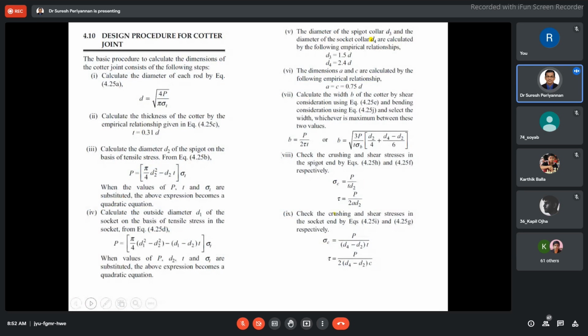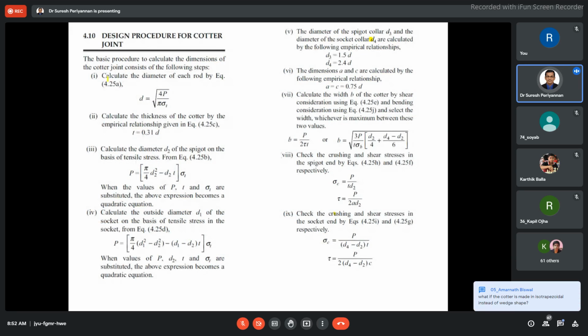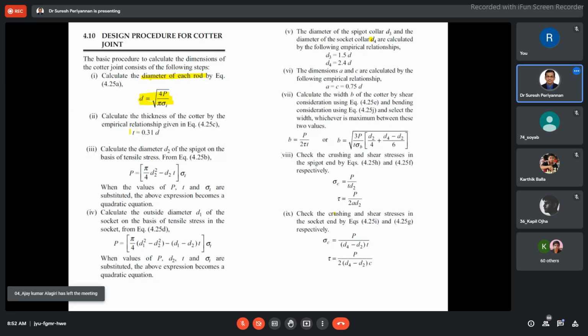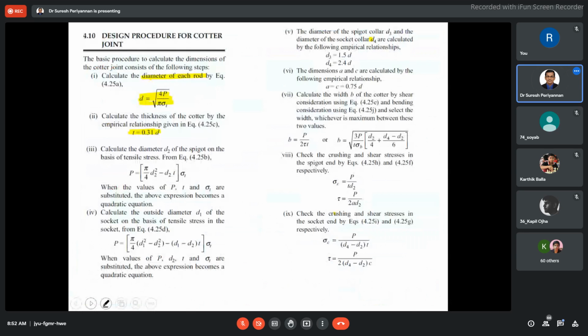This is very simple. What we earlier discussed, some confusion on how to evaluate and how to design the cotter joint. First, this is the step we should follow. See here, just 2 minutes, then we go for the problem. Calculate the diameter of the rod using this tensile stress relation. This is the standard. We have to take it from the design table. Now this is the calculation.